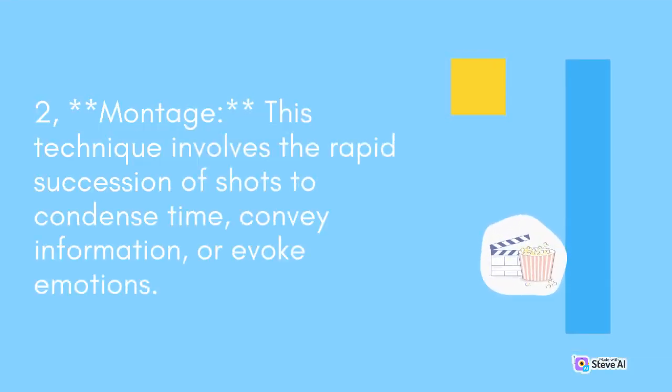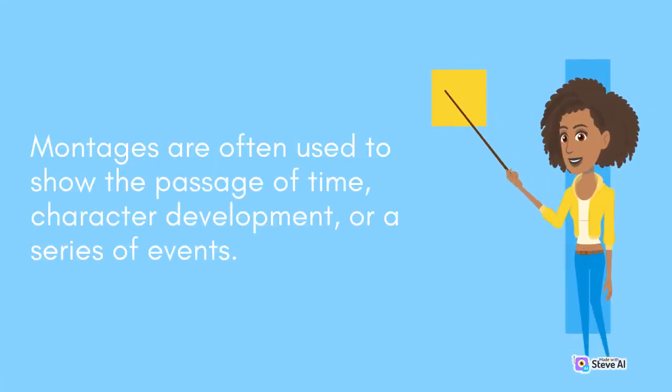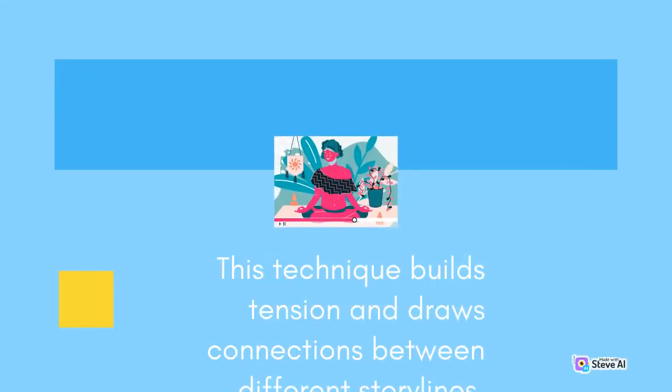2. Montage. This technique involves the rapid succession of shots to condense time, convey information, or evoke emotions. Montages are often used to show the passage of time, character development, or a series of events. 3. Cross-cutting, also known as parallel editing. Cross-cutting is the alternation between two or more scenes happening simultaneously. This technique builds tension and draws connections between different storylines.